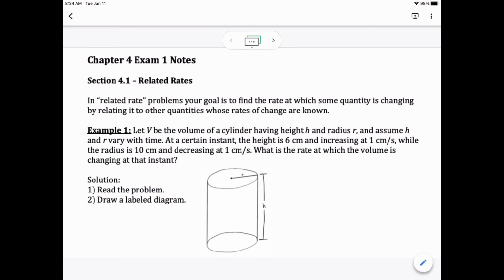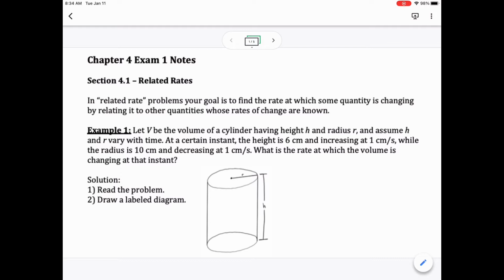Today's lesson is over section 4.1, where we will be talking about related rates. Now, in a related rate problem, we have a goal of being able to find the rate at which some quantity is changing by relating it to other quantities that we know. There is a several-step process that goes with this.